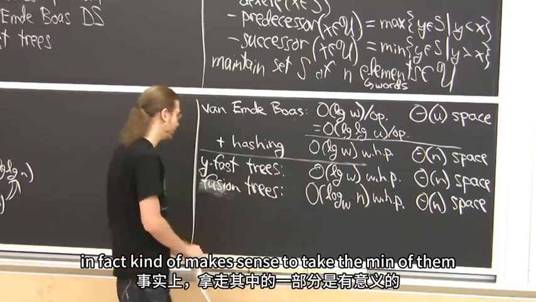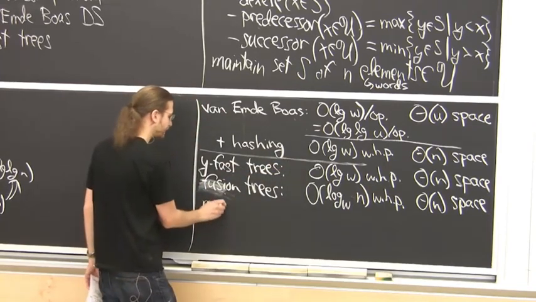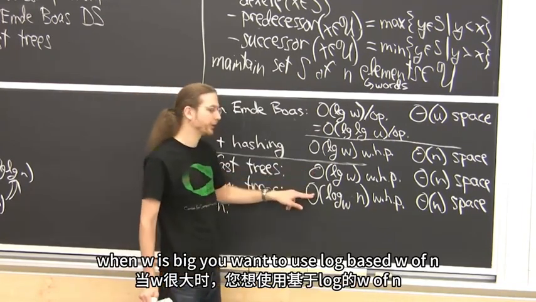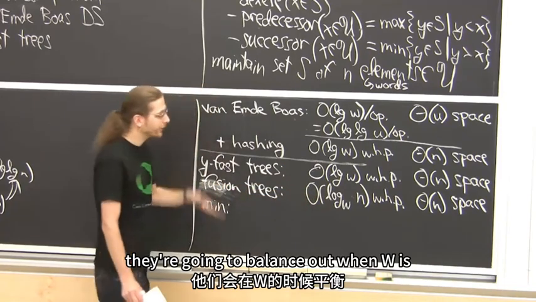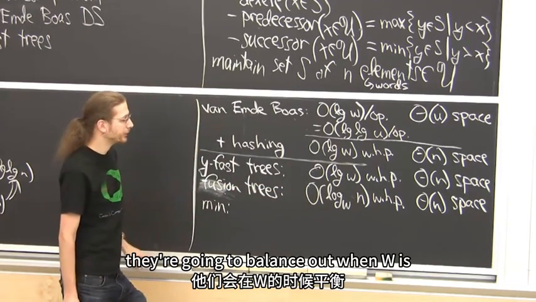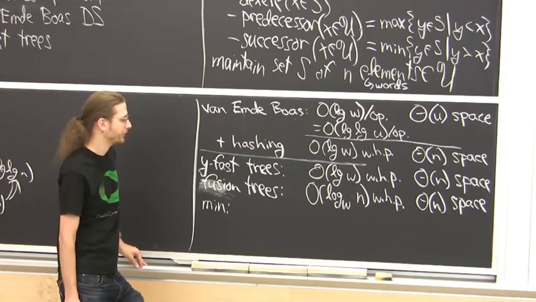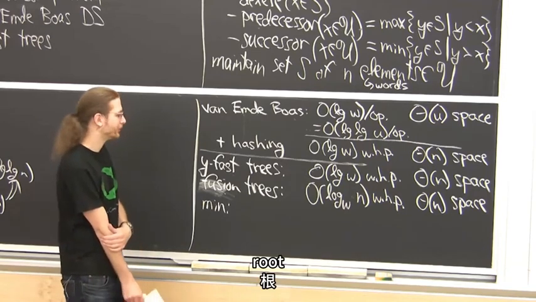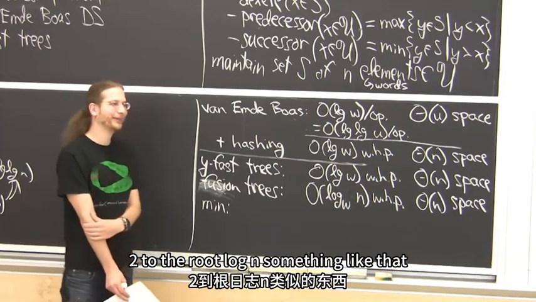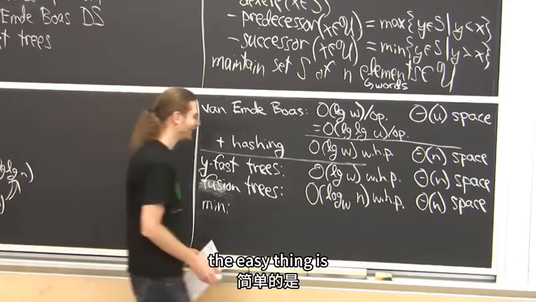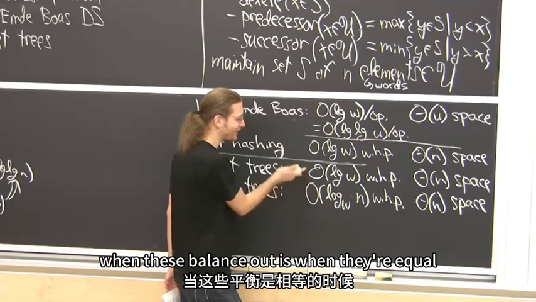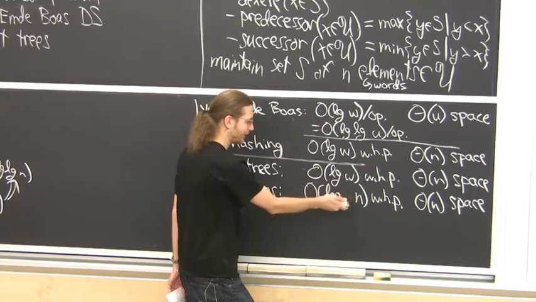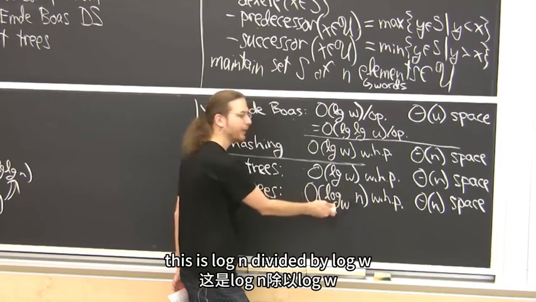In fact, it kind of makes sense to take the min of them. When W is small, you want to use log W. When W is big, you want to use log base W of N. They're going to balance out when W is 2 to the root log N, something like that. The easy thing is when these balance out, when they're equal, and log base W of N is log N divided by log W.